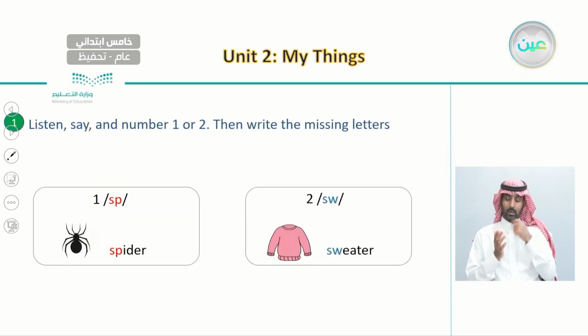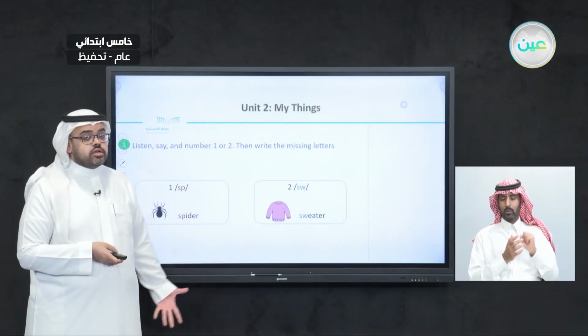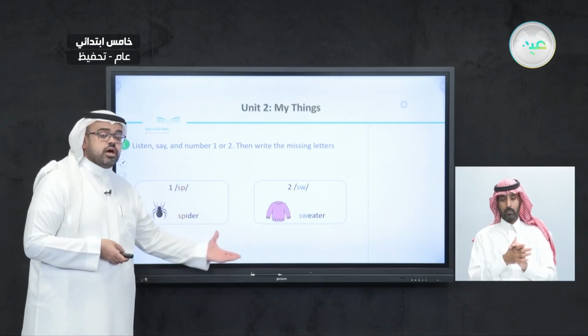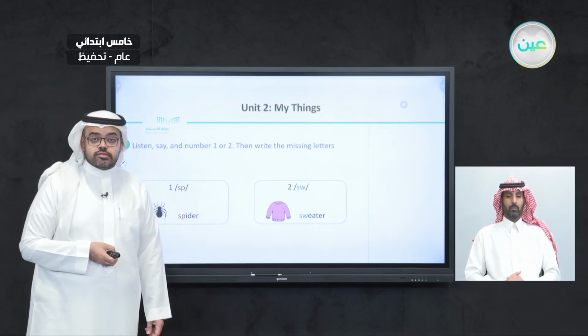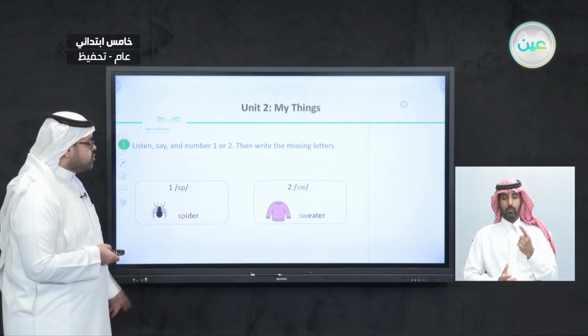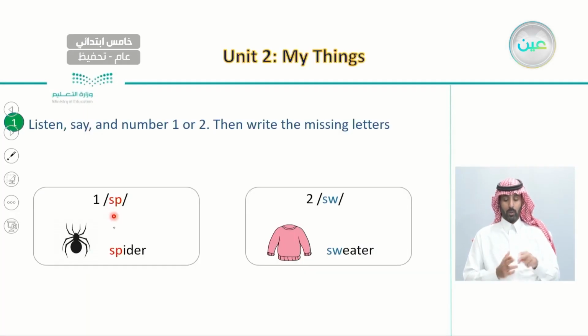Now, on page 16, the first thing is that we're going to listen, say number 1 or 2, and then write the missing letter. So here we have two sounds that start with S. Let's get to know these sounds, and after this, we can answer a couple of questions about each of them. The first sound we have that starts with SP is spider.